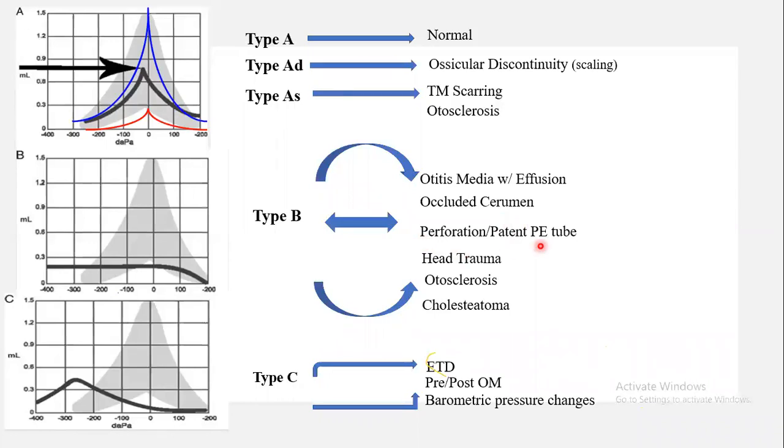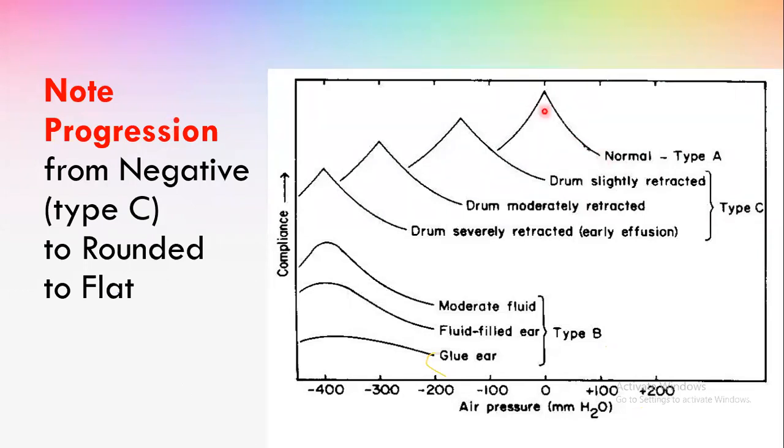And for perforation or a patulous Eustachian tube, if it is B type with a higher ear canal volume, we can tell that it is perforated. If it is very high, around 6-7, then we can tell that the Eustachian tube is open all the time, which is a patulous Eustachian tube. And if someone has advanced otosclerosis, cholesteatoma or head trauma, they might also get a B type of tympanogram. And type C, as I already told while discussing this figure, is when we have negative pressure.